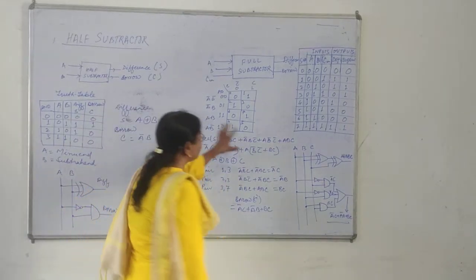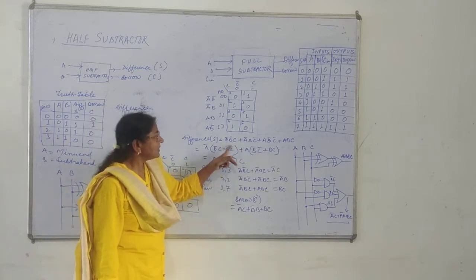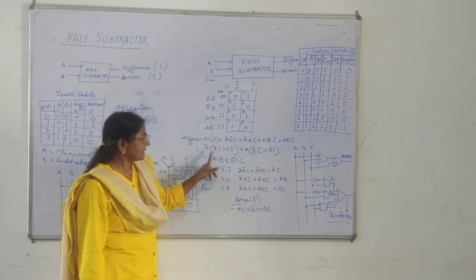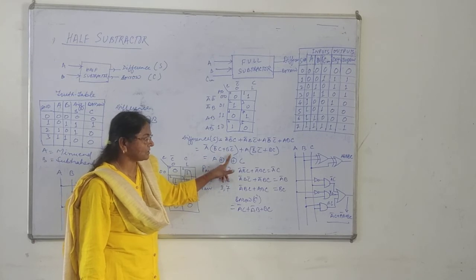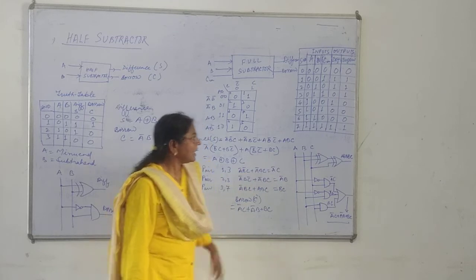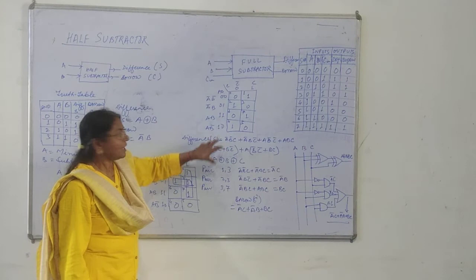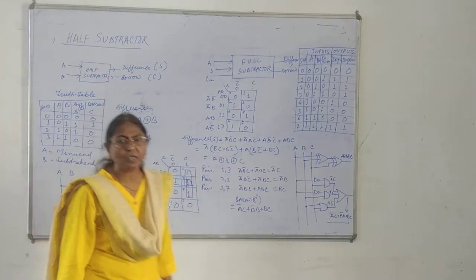Now using the Boolean postulates, Boolean algebra, Boolean theorems, I have just simplified. In this one, A bar is common, inside the braces is B bar C bar or B C bar. Here again, A is common, B bar C bar or B C. And here again I have used the same thing, Boolean algebra, Boolean theorems. A bar B or A B bar is equal to A exclusive-OR B.